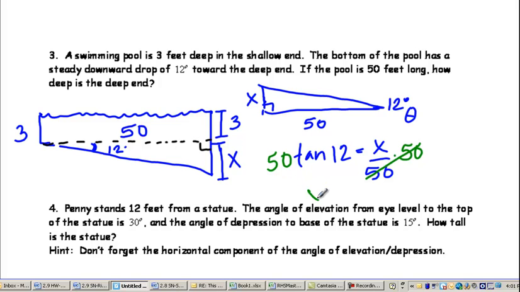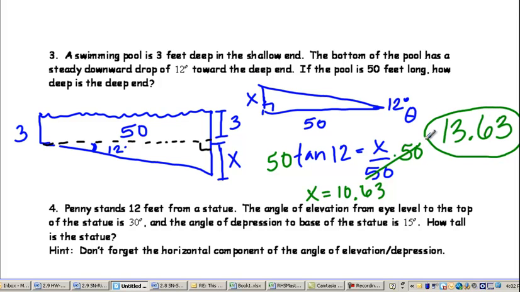And then just pick up where we go. A couple people said I talk too fast, so just pause it and get caught up, and then you should be okay. All right, once you get x, you get 10.63. Okay, so that's the depth of x, but you got to add 3 to it, so the total depth of the deep end is 13.63 feet, which is actually pretty deep for a swimming pool. Usually swimming pools are only 10 feet.